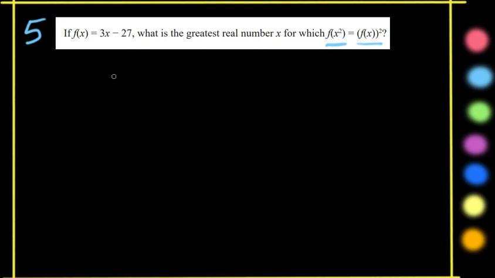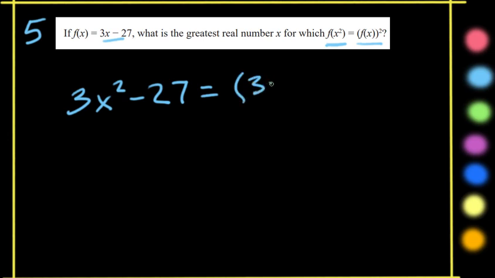So if we have f of x squared, that means we plug in x squared for what is x here. So f of x squared is going to be 3 times x squared minus 27. And we're going to set that equal to the f of x quantity squared. So f of x we have here is just 3x minus 27. And then we square that. And now it's just a matter of doing a bunch of algebra.